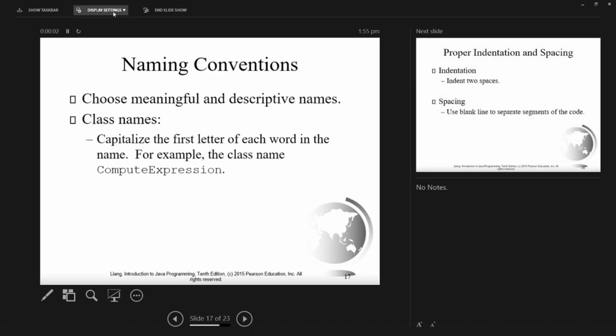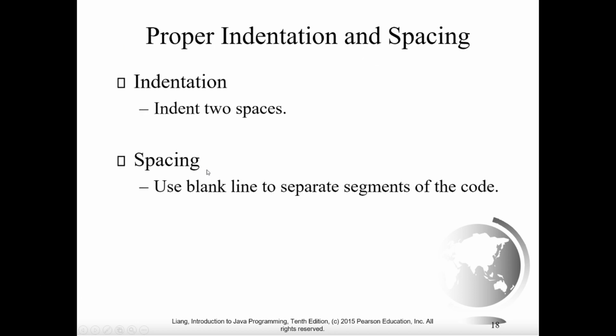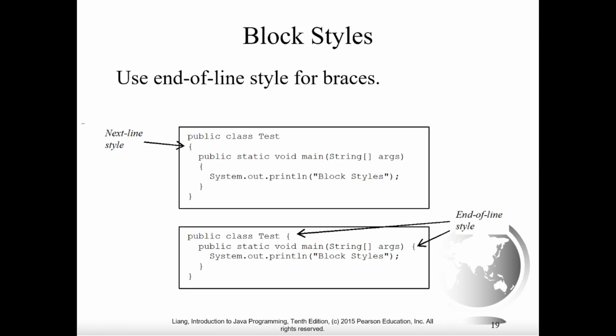So next convention, proper indentation and spacing. As mentioned earlier, for indentation, you indent two spaces. Then for spacing, use a blank line to separate segments of the code. Okay? It's already indicated here, but this is a separate topic. So you get to see the indentation.